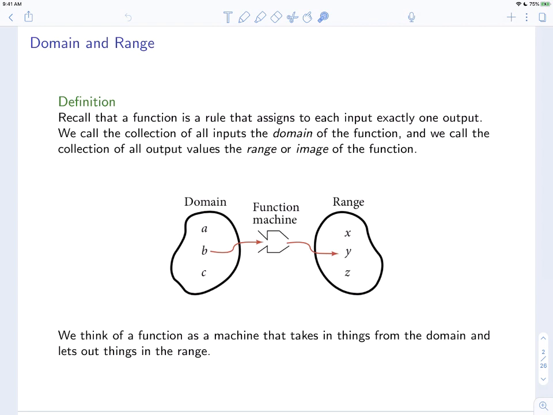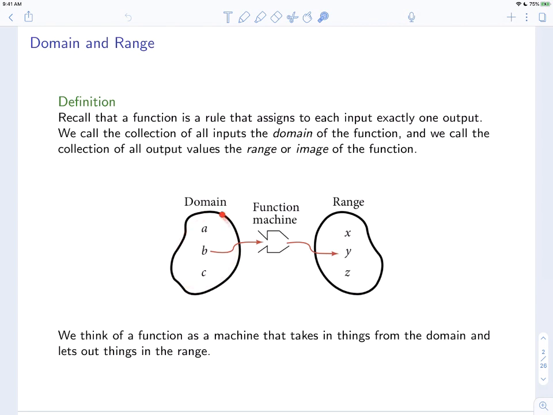Recall that a function is a rule that assigns to each input exactly one output. We call the collection of all inputs the domain of the function, and we call the collection of all outputs the range, or the image of the function. We think of the function as a kind of machine. It takes elements of the domain and converts them into elements in the range. When I use the word element, I simply mean an object inside the set.